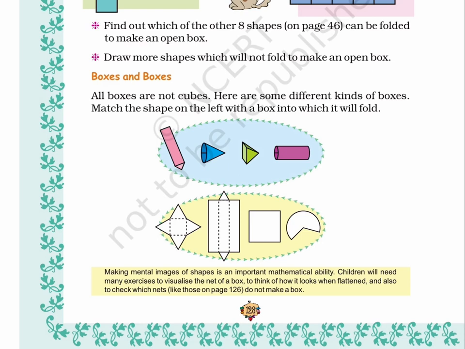For the teacher, making mental images of shapes is an important mathematical ability. Children will need many exercises to visualize the net of a box, to think of how it looks when flattened, and also to check which nets, like those on page 126, do not make a box.